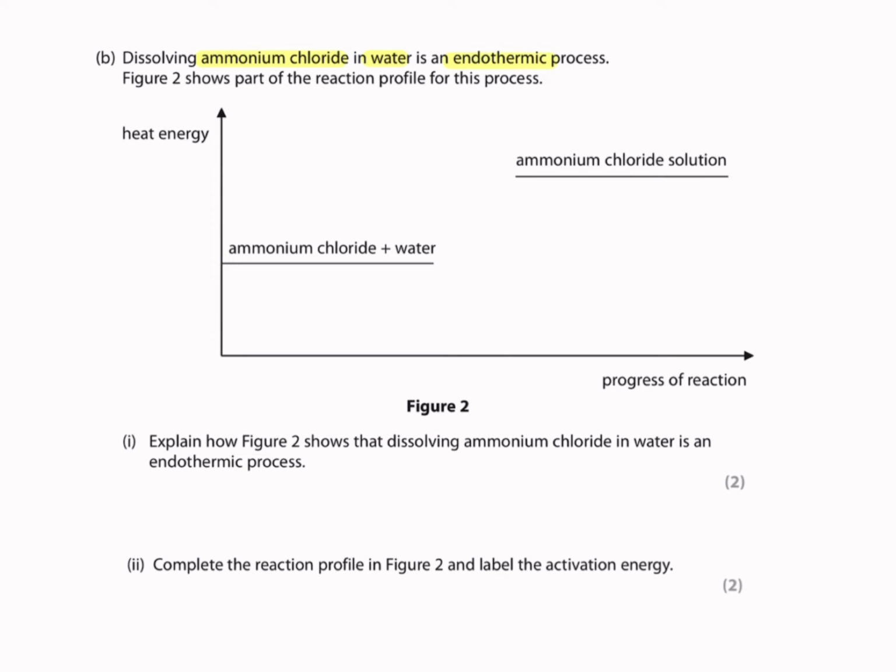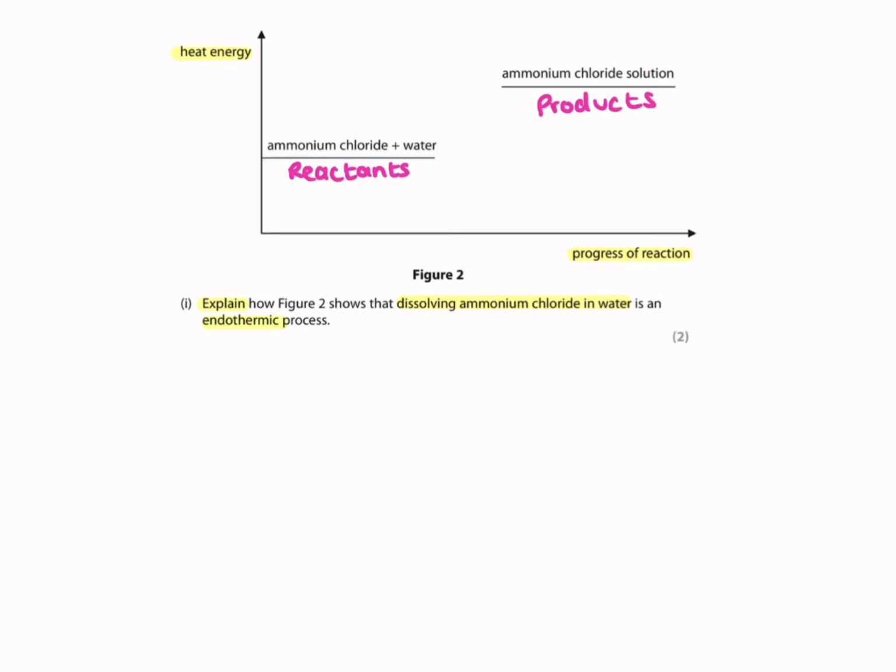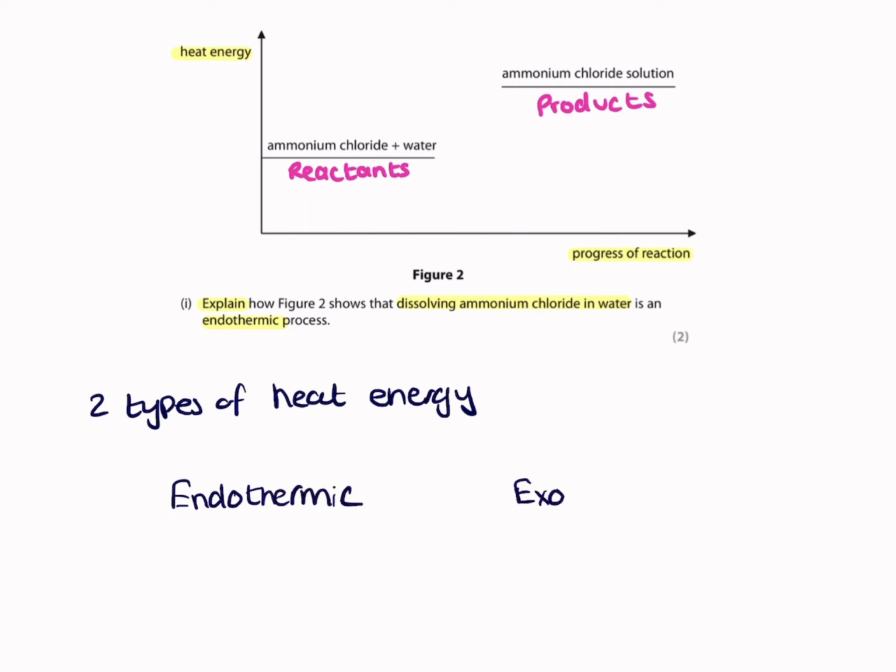This question is about dissolving ammonium chloride in water and talking about it as an endothermic process. Up the side of the graph we've got heat energy, and along the bottom of figure 2 we've got progress of reaction. Whenever you see a reaction profile, I would always advise writing reactants and products. It just keeps you right. The first question is explaining how this figure shows that dissolving ammonium chloride in water is endothermic, and then completing a reaction profile and labelling the activation energy. In other words, this question is asking us to explain what an endothermic process is and relate it to dissolving ammonium chloride in water.